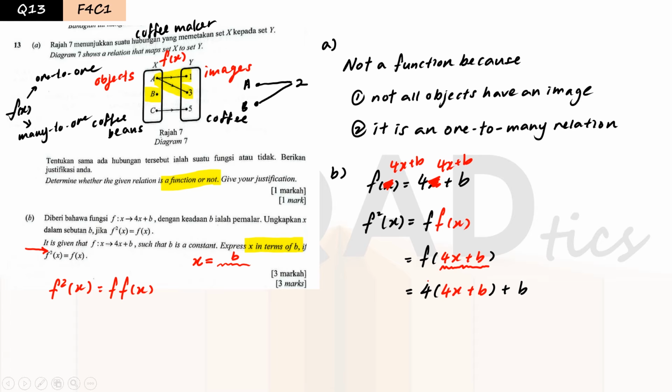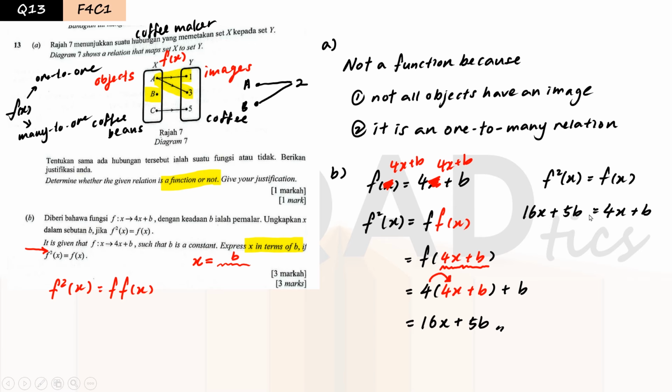So what I need to do to simplify this expression is to multiply 4 into the bracket here. So 4 times 4 here will be 16x, and this b would be 4b, and this 4b will add with b on the outside. So here will be 16x plus 5b. Okay, so now we have the expressions for both double f of x and f of x. So let us put the values into this equation here. So f double x would be this value, and f of x would be 4x plus b.